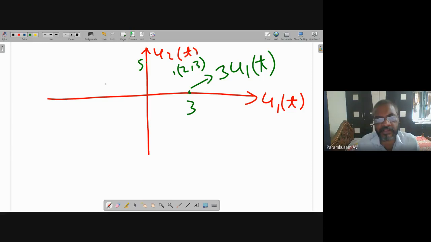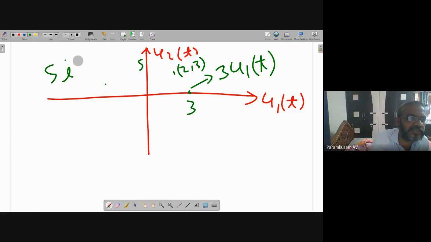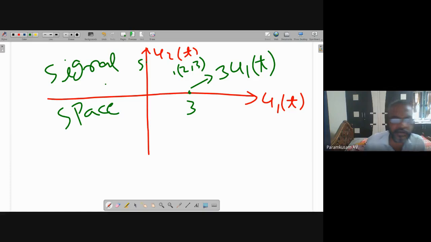So here the signals are represented as points. Then this is called signal space. This is a very important concept in order to understand advanced digital communications.